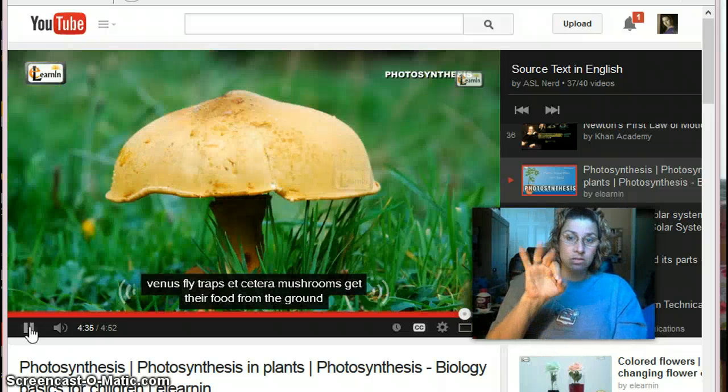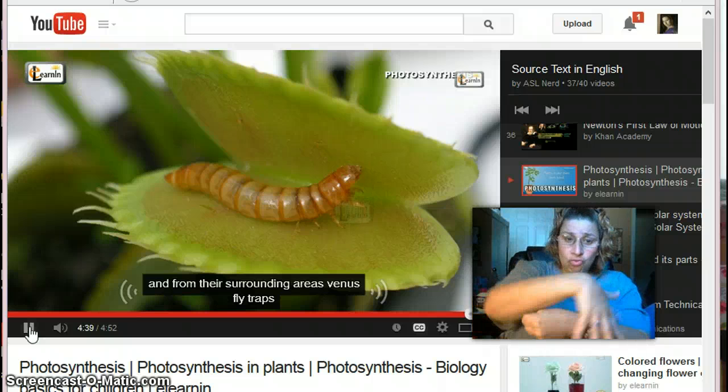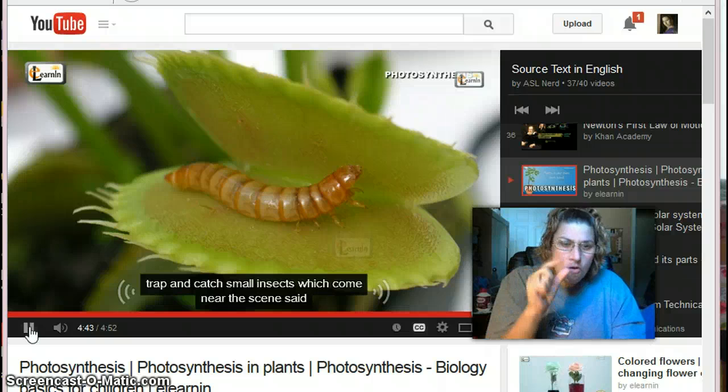Mushrooms get their food from the ground and from their surrounding areas. Venus flytraps trap and catch small insects which come near the leaves and eat them.